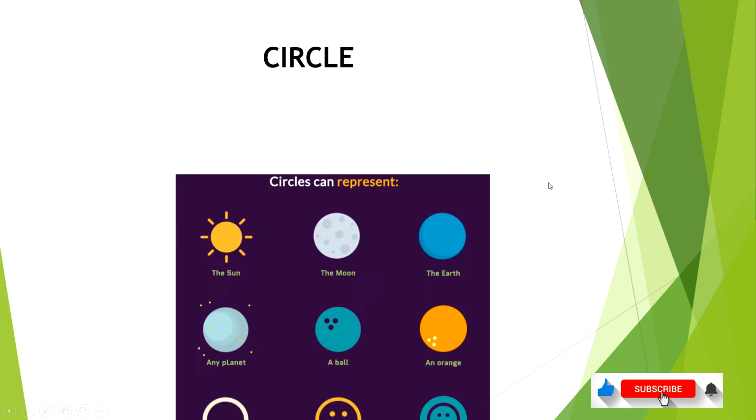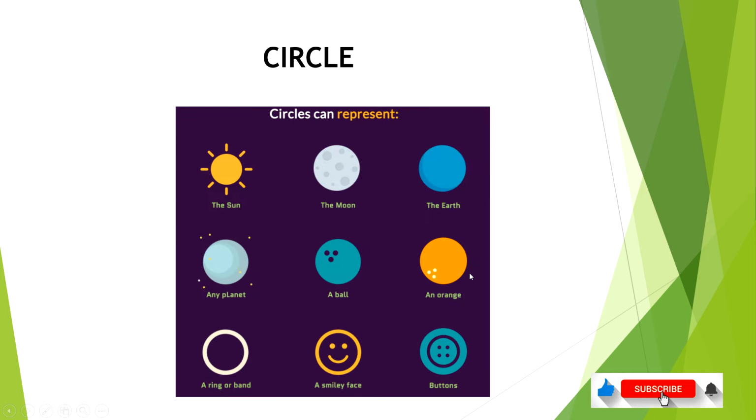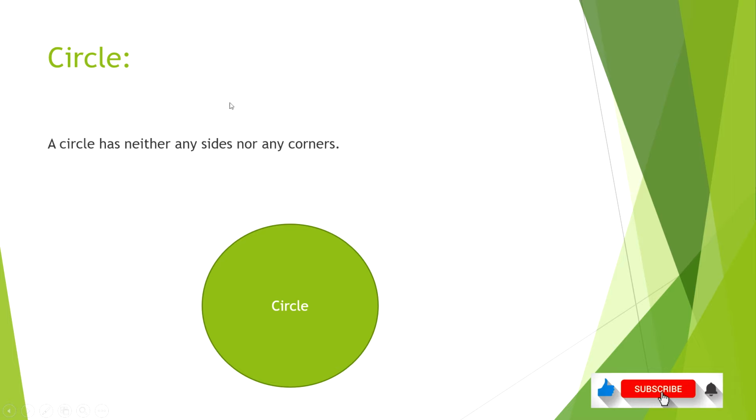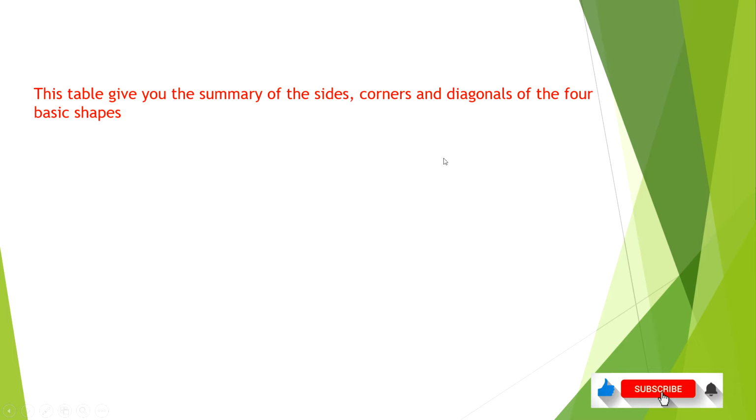Now we'll move to the circle. See, all these objects represent a circle, all the rounded figures. So a circle is a rounded figure, whether it's the sun, moon, earth, any planet, a ball, orange, ring, smiley face, this is a circle. See, there are many circles, outer circle, inner circle, and this very small circle. There are 4 circles, 1, 2, 3, 4. These are all circle examples. So what is a circle? We can say any circle is a rounded figure. It doesn't have any sides or any corners.